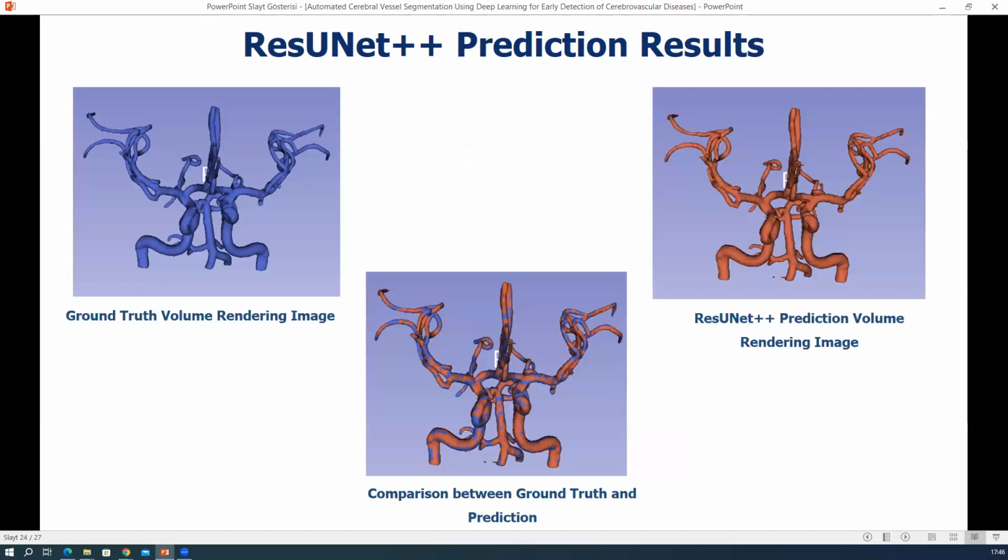Sometimes 2D image inspection is not enough for CVD detection. Therefore, a volume rendering technique for 3D inspection of patterns is necessary.